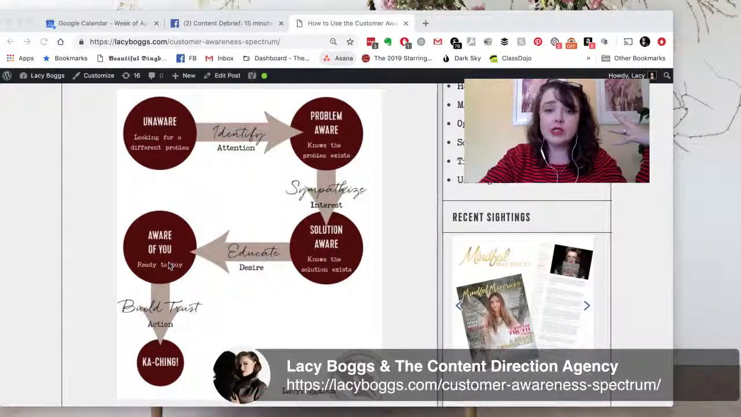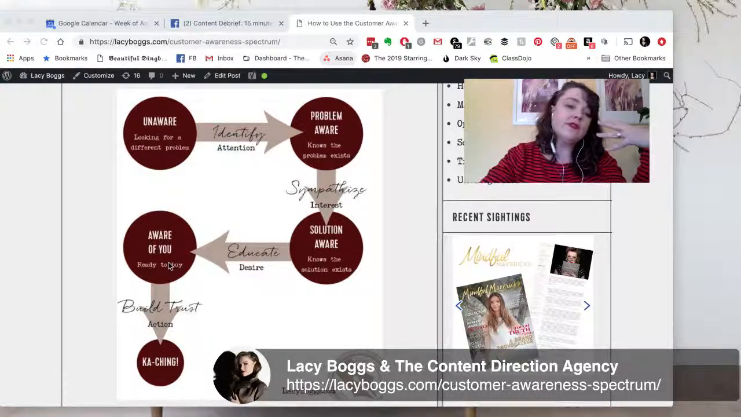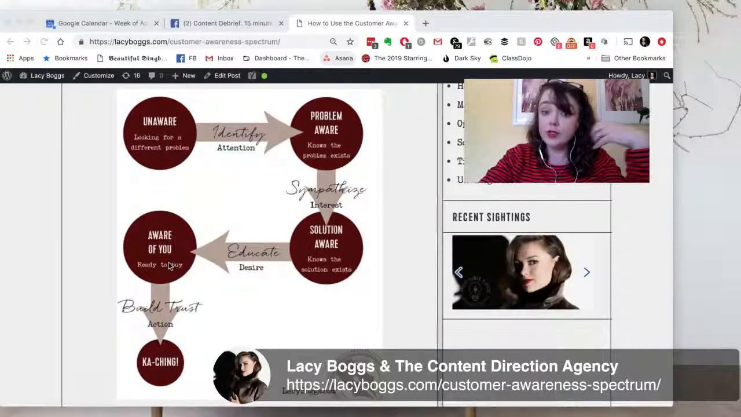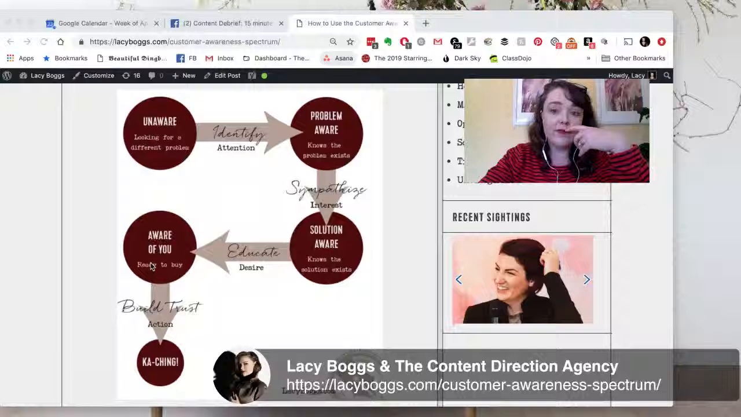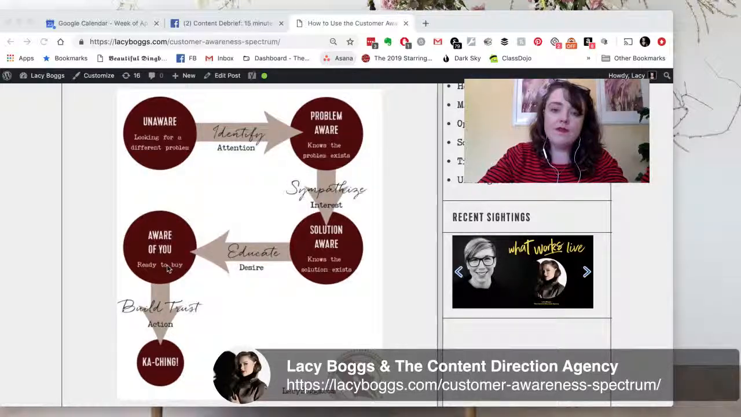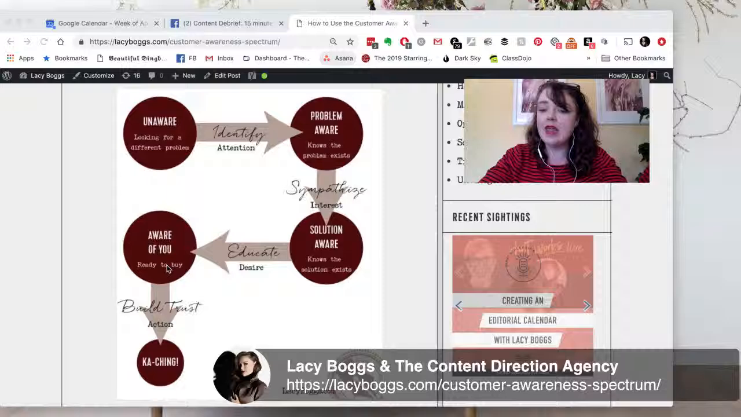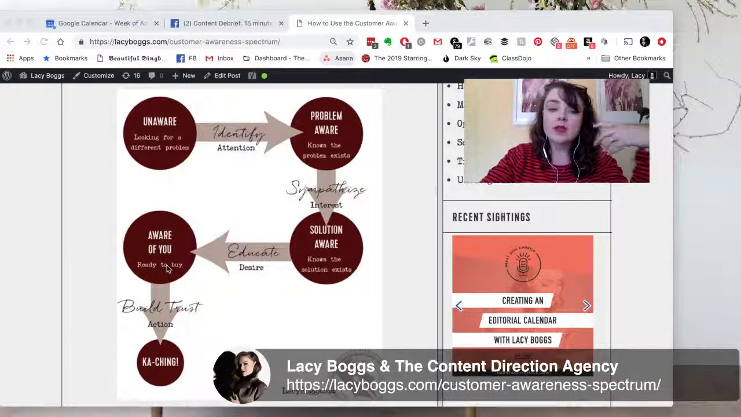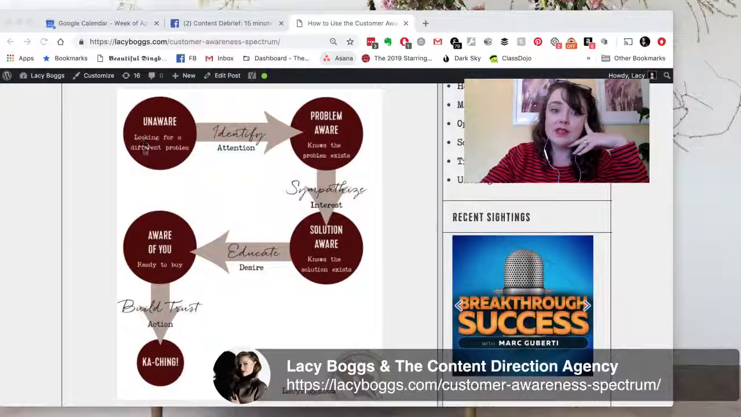It's where do most of your leads come from? If most of your leads come from referrals, they are aware of you. They're just waiting to get on the phone with you and decide if they like you enough to buy, right? They're way down here. If most of your leads come from, say, Facebook ads, like you put out an ad that leads to a blog post or whatever, they are unaware. They may be even looking for a completely different problem.